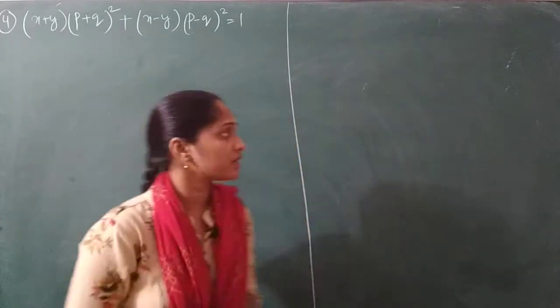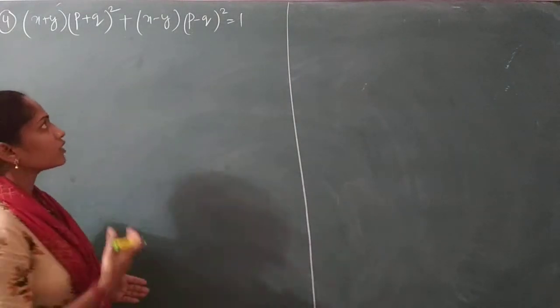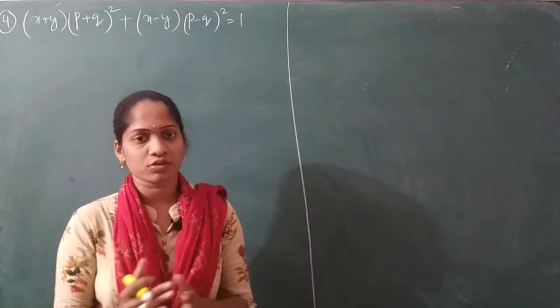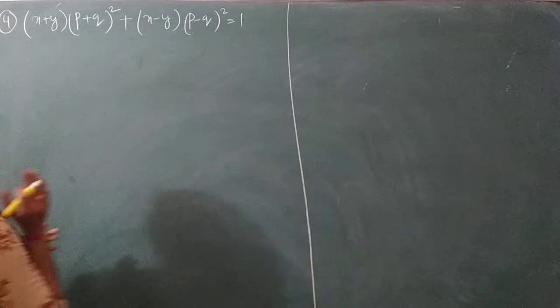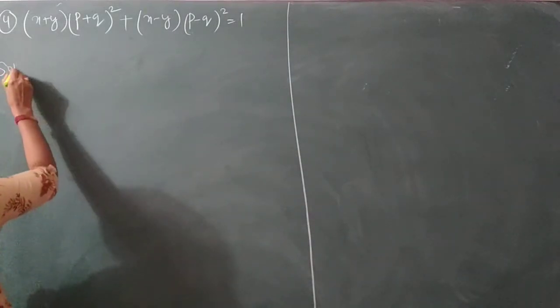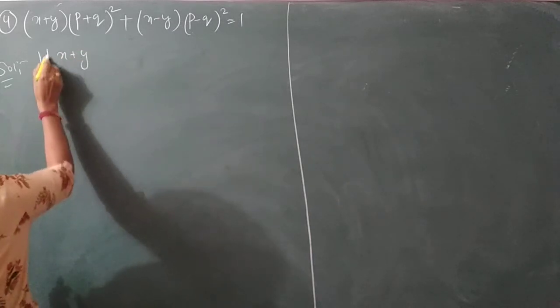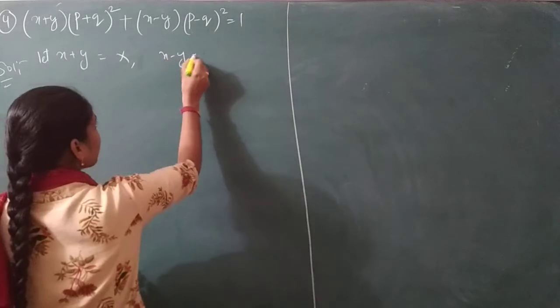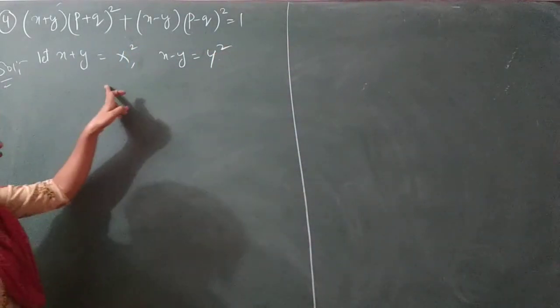So now first, before going to find out the values of p comma q, you have to do a substitution process here. And we have to substitute some values. So now I want to substitute a solution here. So now what is that? Let's take small x plus y equal to capital X square, x minus y equal to, let's take the square, it will be better, right? Capital Y square.